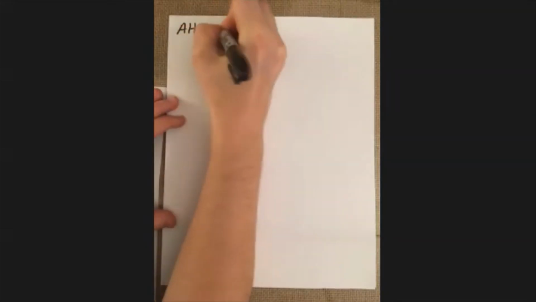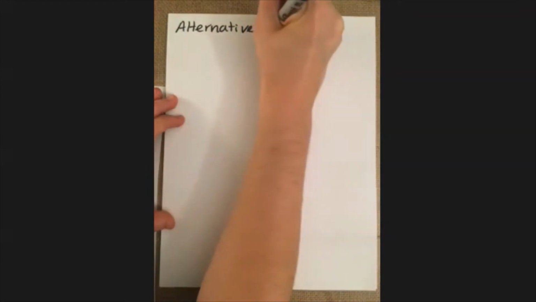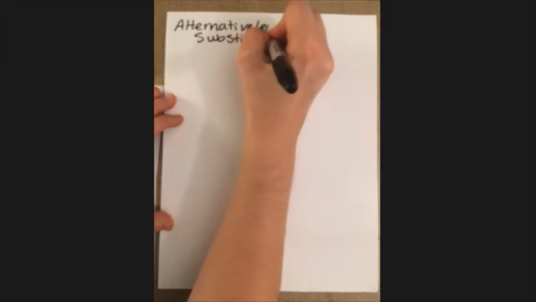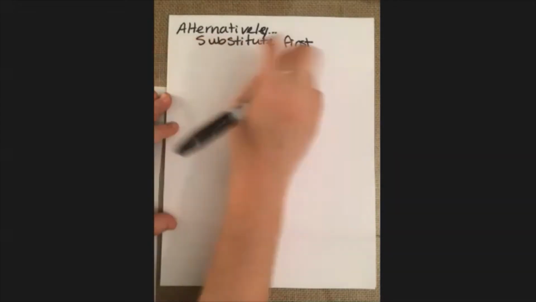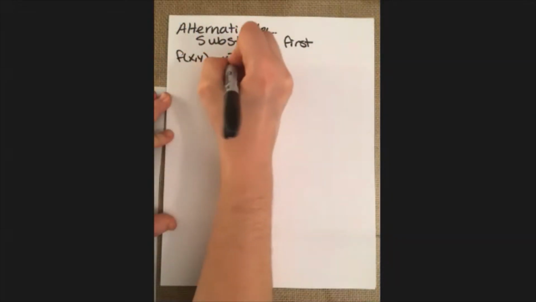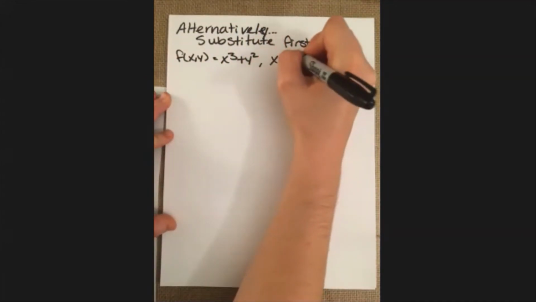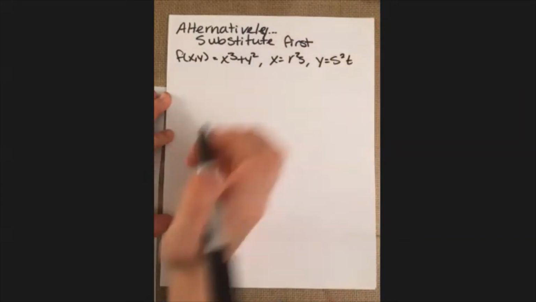Now, there is an alternative way to approach this, and this would be to substitute first, although this doesn't always work out too well. But in this case, it really does. And this is a really great way to check your work to make sure that you did everything correctly. So in this example, we had f of x, y equal to x cubed plus y squared, and x was equal to r squared s, y was equal to s squared t.